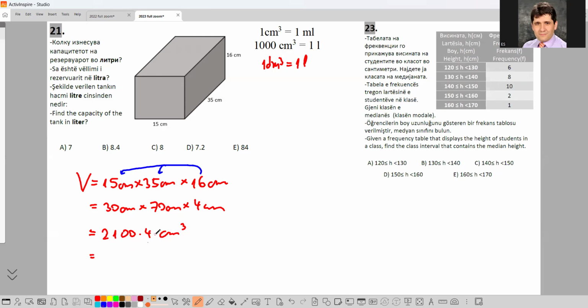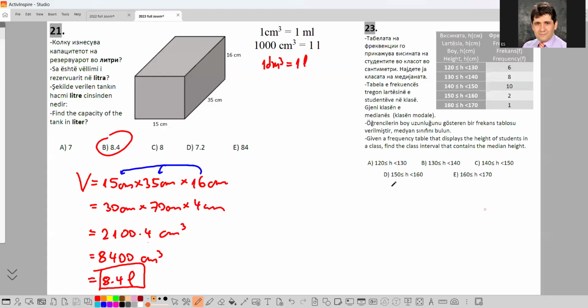cube. Now, 21 times 4, that's 84, so 8400 centimeters cube. The question is actually in liters, and we have the conversion: 1,000 centimeters cubed is 1 liter. So divide by 1,000, and what do we get? We get 8.4 liters. So it's B.